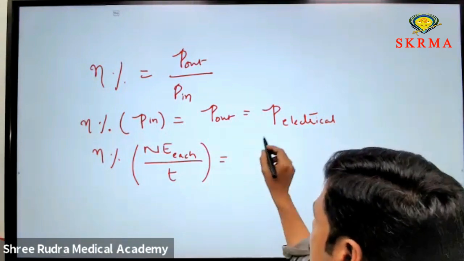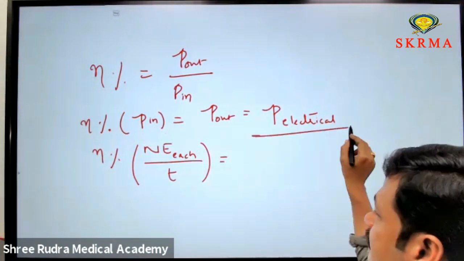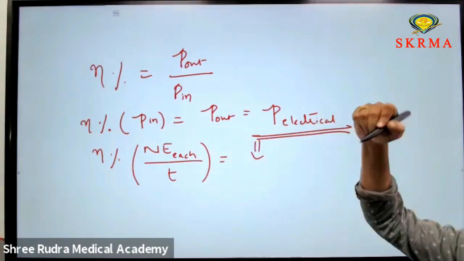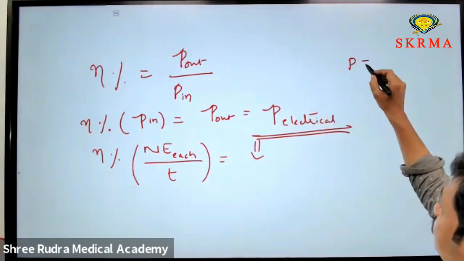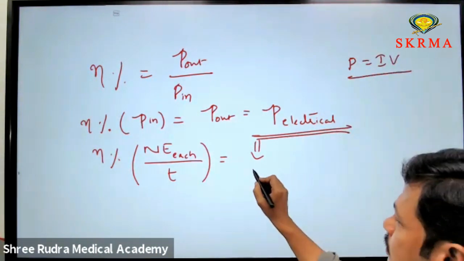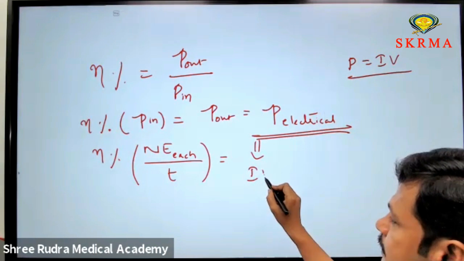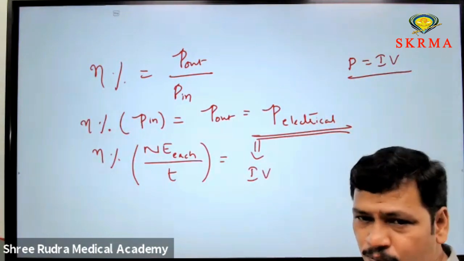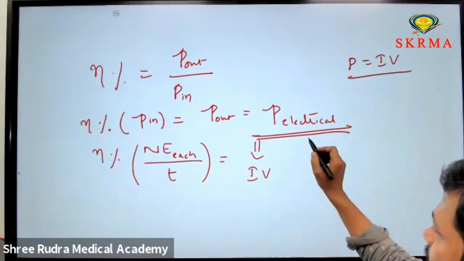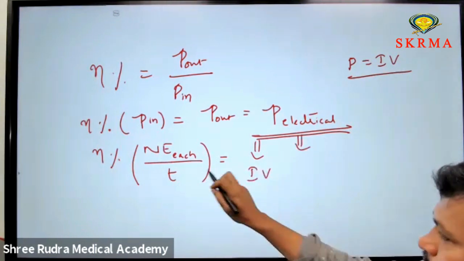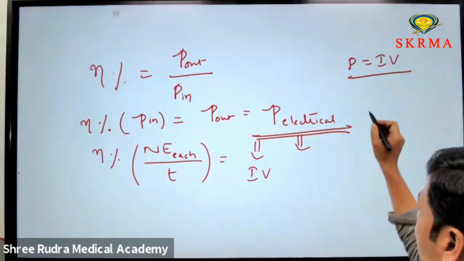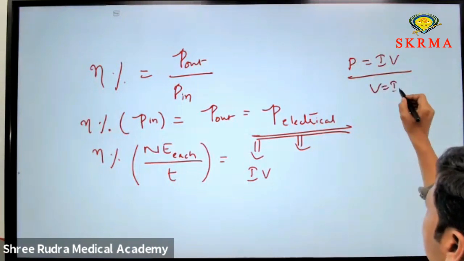The second one is P electrical. You can write different equations for P electrical. The basic equation in electricity is P equals IV, current into voltage. Based upon this, the P electrical may be IV. Based upon the numbers in the given problem, you can select the favorable combination.